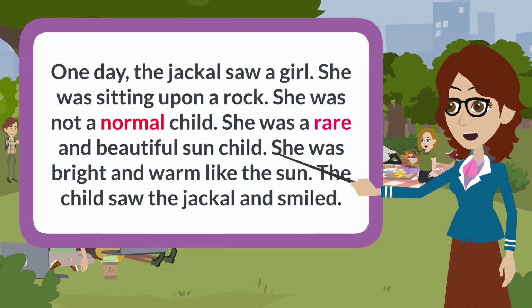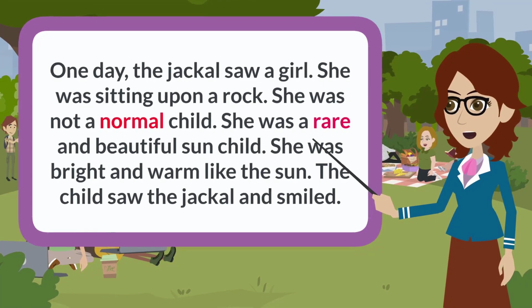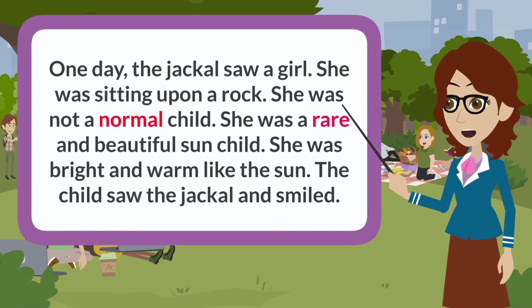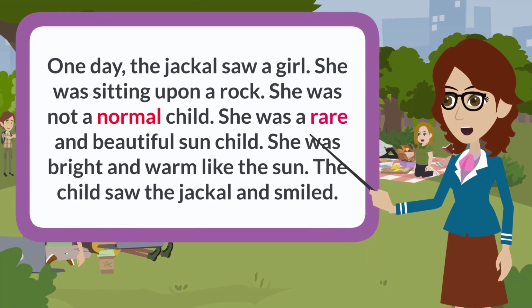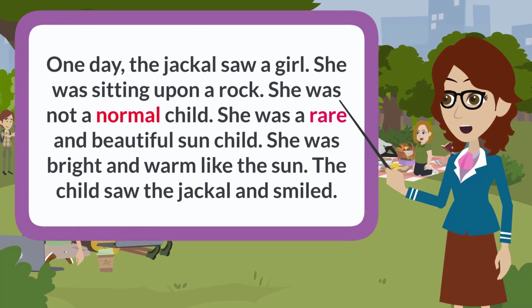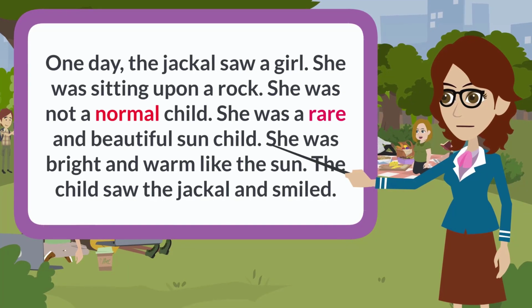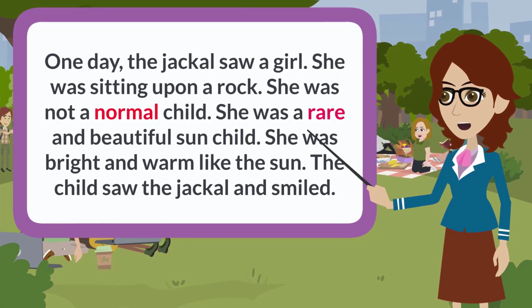One day, the jackal saw a girl. She was sitting upon a rock. She was not a normal child. She was a rare and beautiful sun child. She was bright and warm like the sun. The child saw the jackal and smiled.